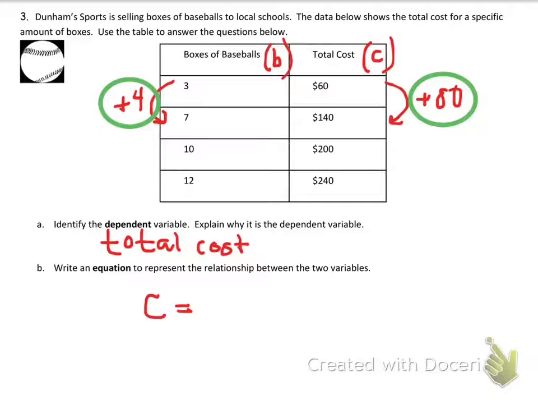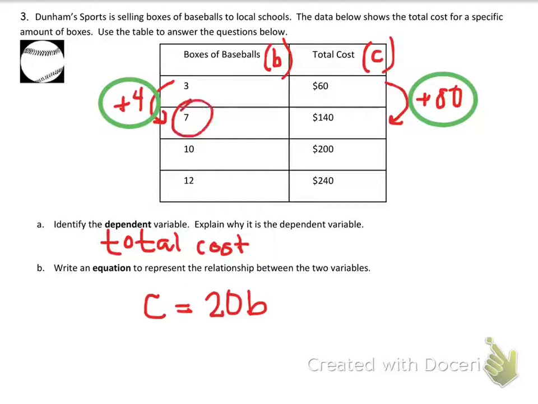Remember, the equation always starts with the dependent variable equals. So C equals $20 per box. $20 per box. And then I may or may not have to change it. I don't know yet. Let's find out. Let me put a 3 in for B. And if I do that, I get 20 times 3, which is 60. And that's what I wanted. So that's nice. Hopefully that will continue.